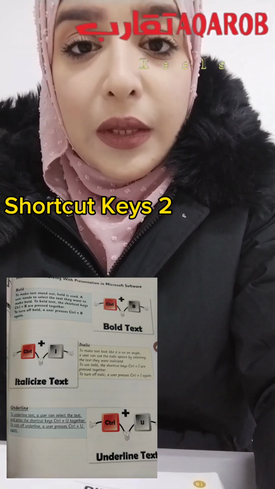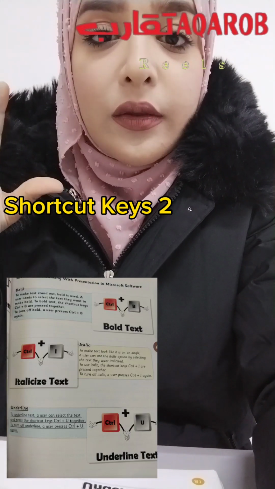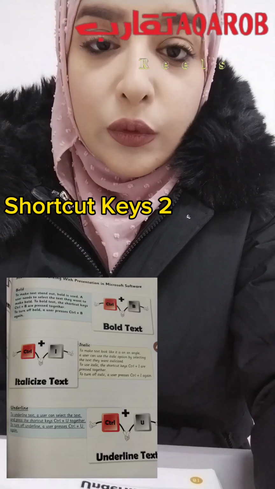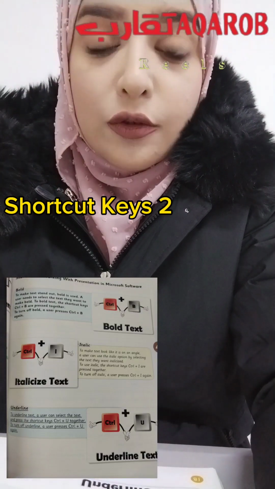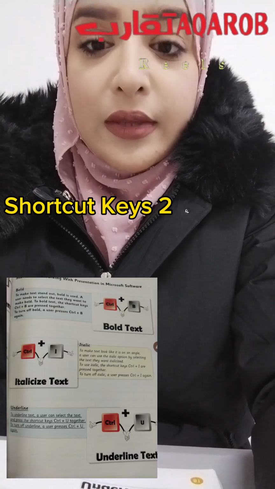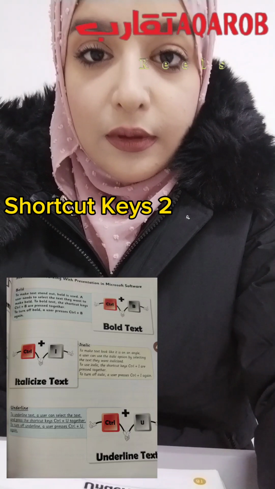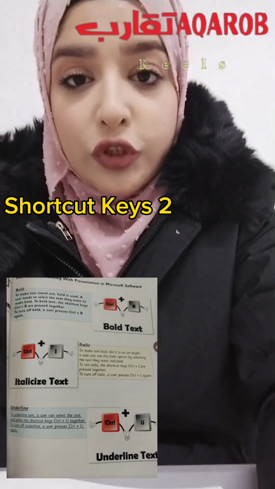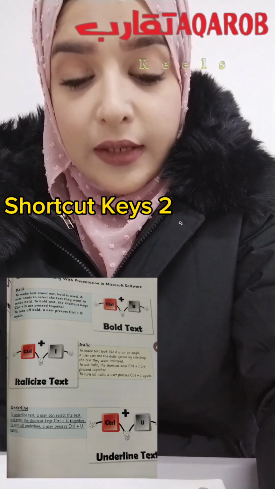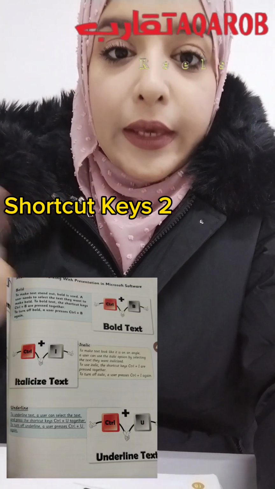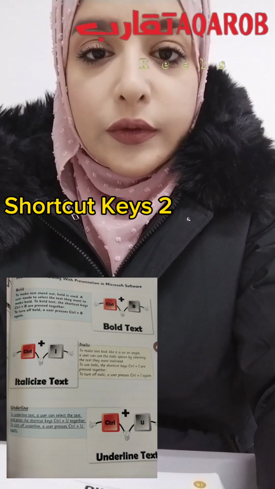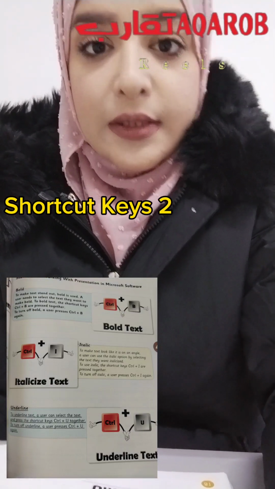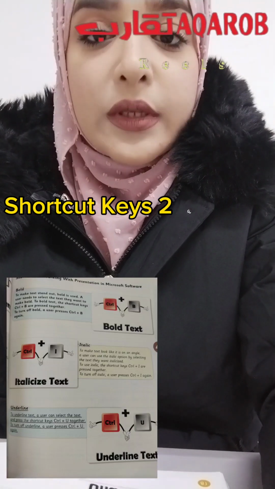For the bold, what's the meaning of bold? Bold is darker. The text will be darker, to make the text stand out. How can I do that? I have to select the text that I want to change, then Control with B. B for bold. So you will notice that my text stands out and is darker, so it is bold.